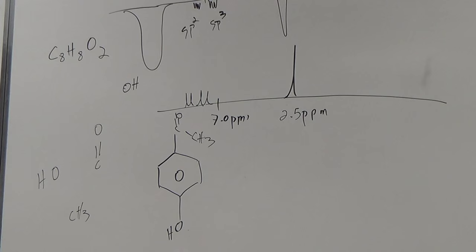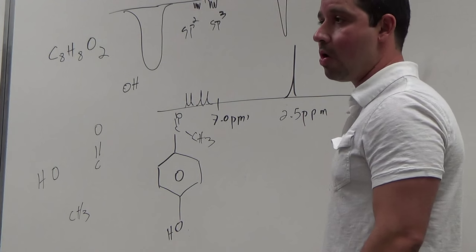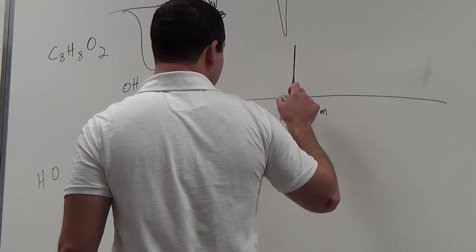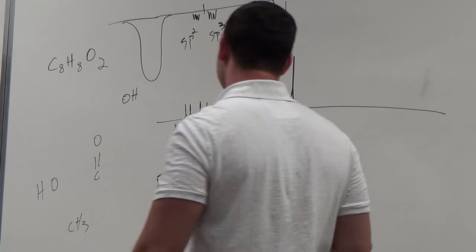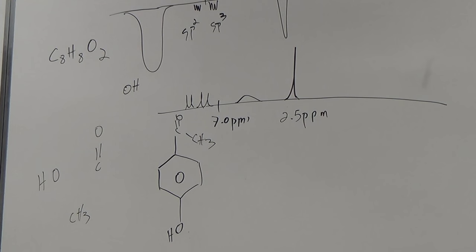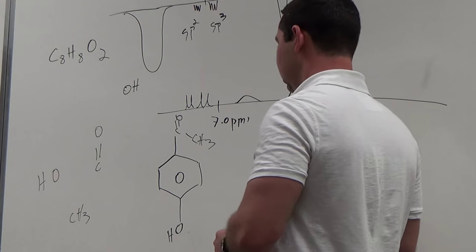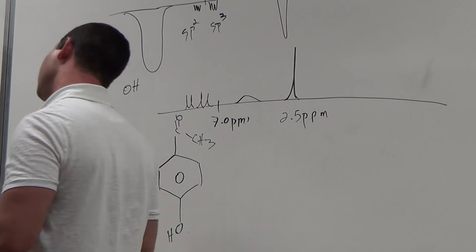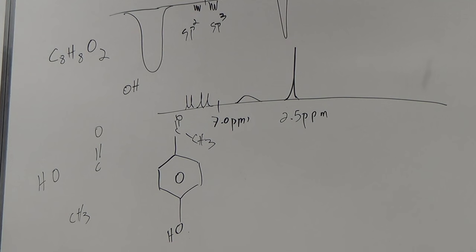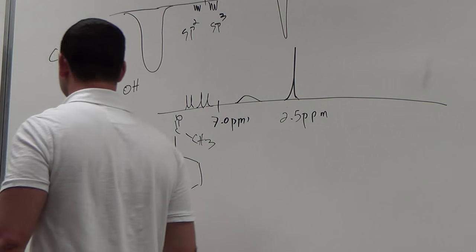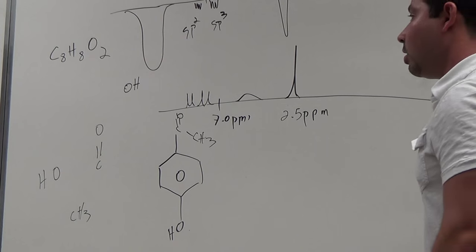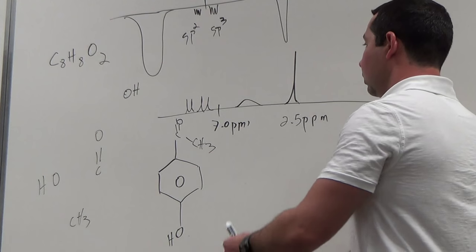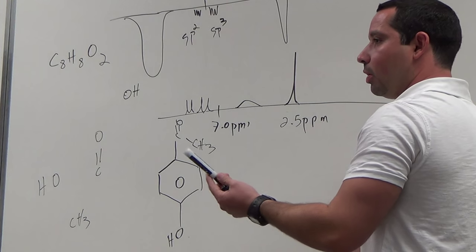Where's the singlet for the alcohol? You don't see it. So what happens? There's no singlet for the alcohol. You're right. Sometimes you don't see it for real. But then it's in the wrong place. The OH should be more. The OH is wherever it wants to be. Alcohol. Carboxylic acid is at 12.